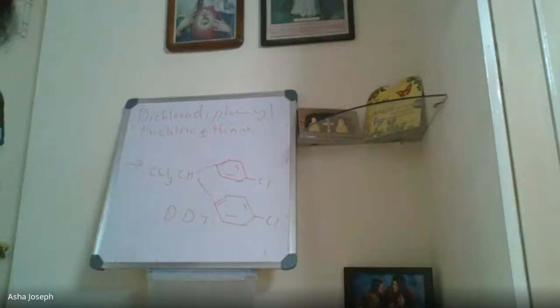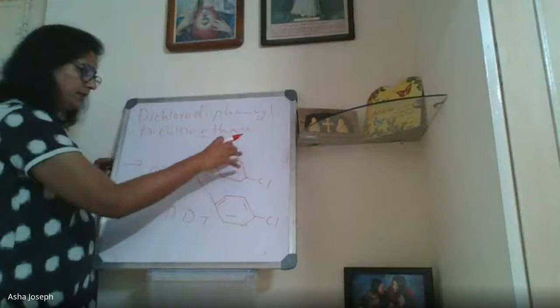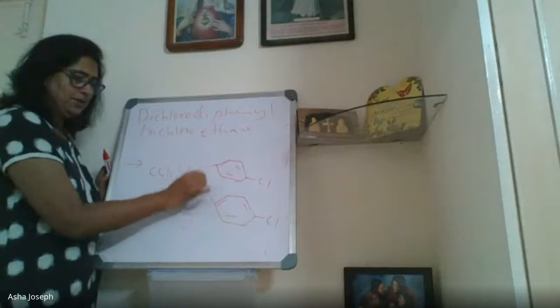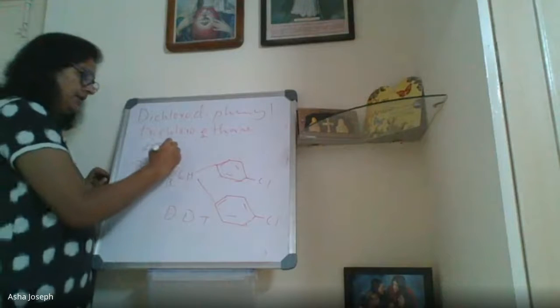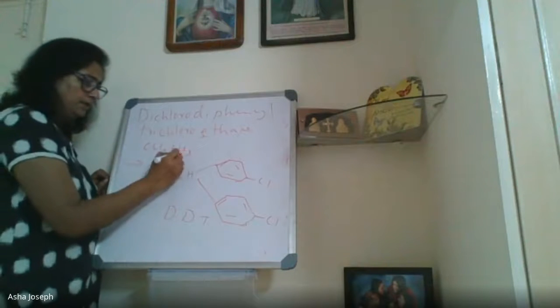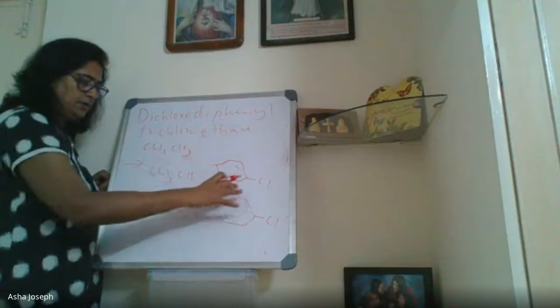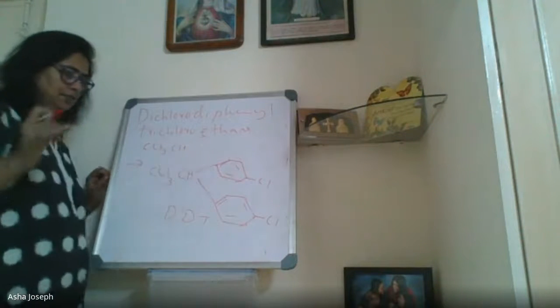That is it, DDT. Ma'am, I didn't understand that CH3 part. Where did the 2 hydrogens go? They are replaced by this group and this group. Then only this came. The compound is trichloroethane. Out of that, one hydrogen is replaced by this group, the next hydrogen is replaced by this. So it becomes CH. Okay, ma'am, got it.